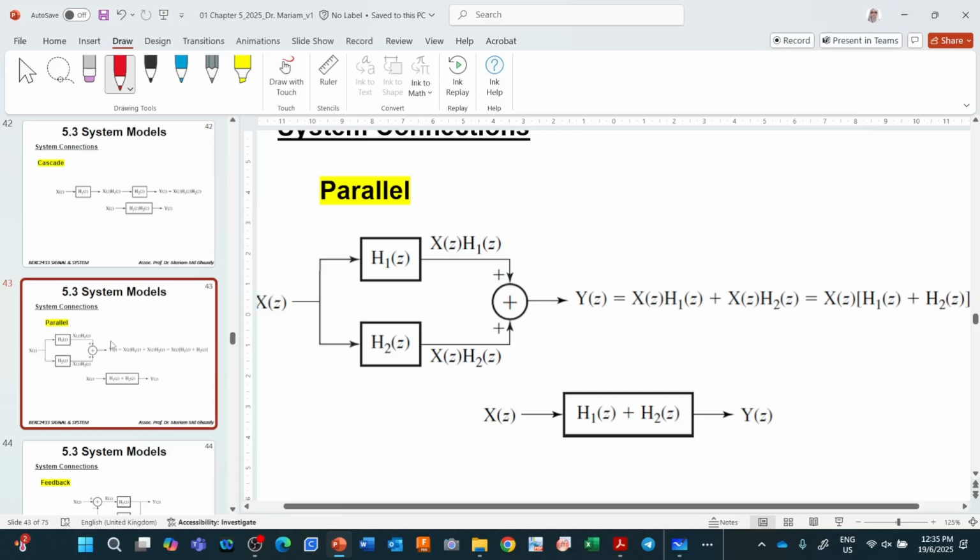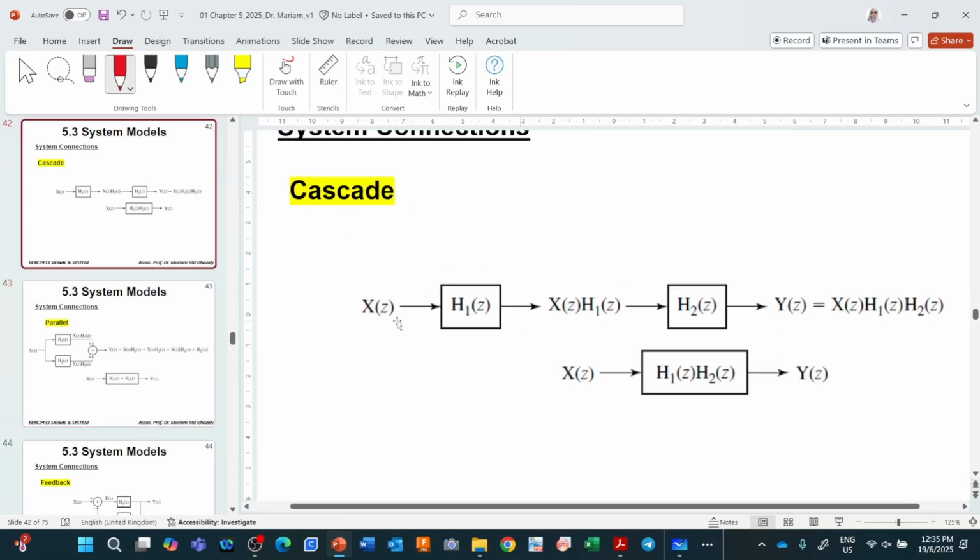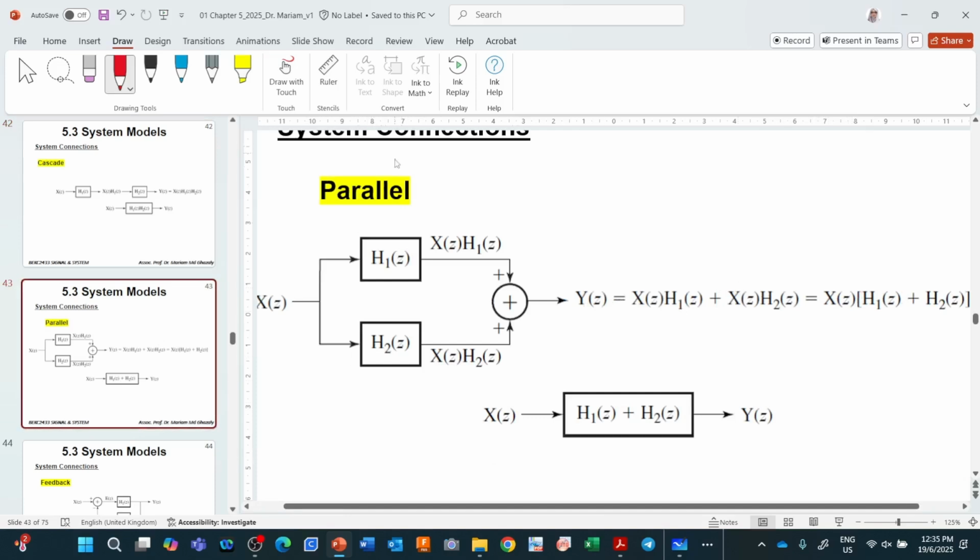Cascade and parallel were asked in the midterm, Question 2, remember? Find h[n] when you have this type of block. Basically you need to add h1 plus h2 for the parallel, and part B asks to find it in terms of cascade, so you do the convolution sum. Parallel is simply adding H1(z) plus H2(z), and this gives you the impulse response, H(z).